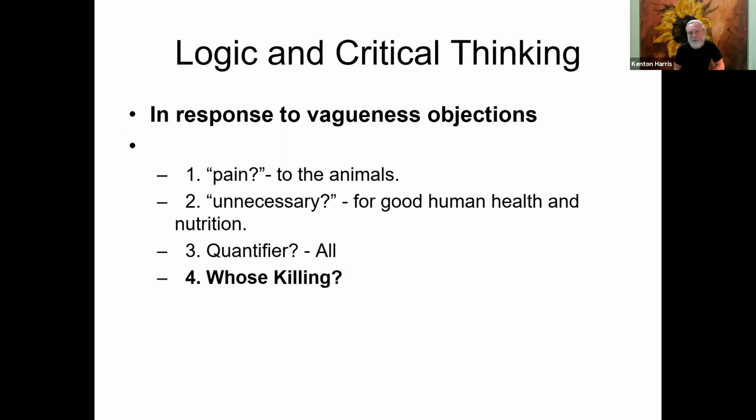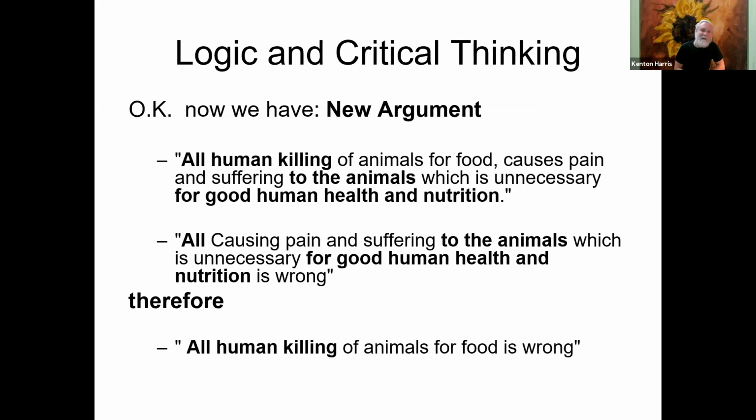And who's doing the killing? Do they mean lions on the plains of the Serengeti? No. They probably mean humans, when human beings kill animals for food. So let's take stock of where we are now, and we have a new argument. Now, how do I know it's a new argument? More words. There's more words than there were the last time. So now we have something like this: all human killing of animals for food causes pain and suffering to the animals, which is unnecessary for good health and human nutrition. All causing of pain and suffering to animals, which is unnecessary for good health and human nutrition, is wrong. Therefore, all human killing of animals for food is wrong.